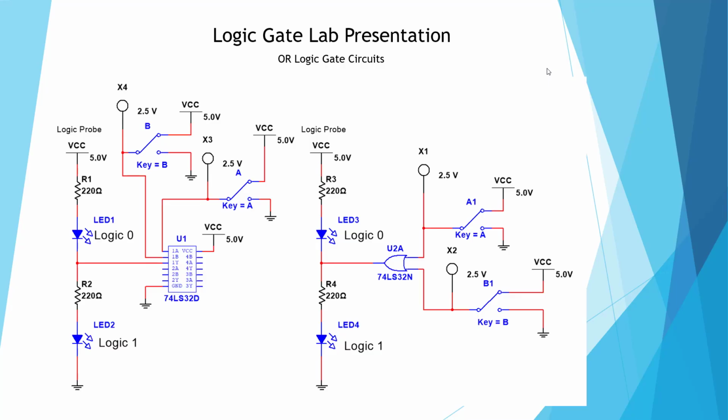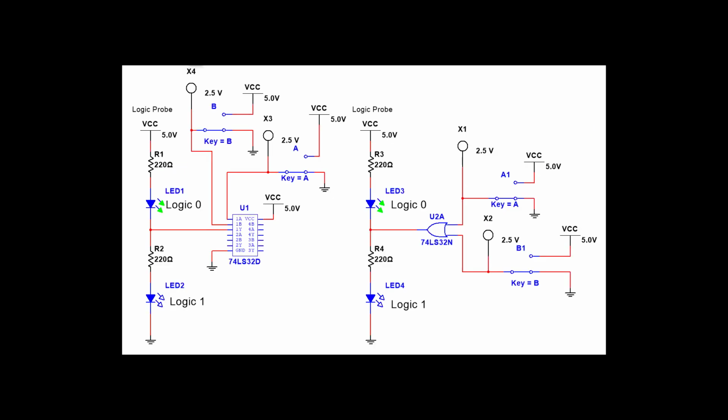Here's our Multisim circuit for OR gates. We have the IC one here and the logic gate one here. Again, we have our logic probe and our input switches. Off is low and on will be lit. Here's a working Multisim circuit of our OR gates.